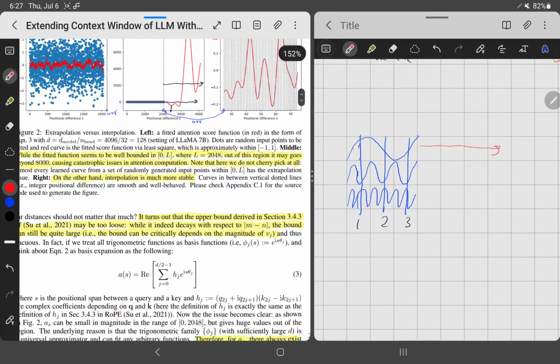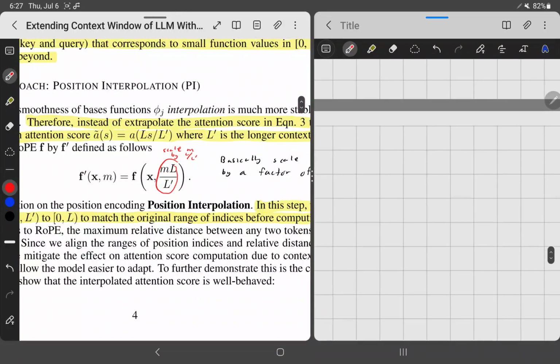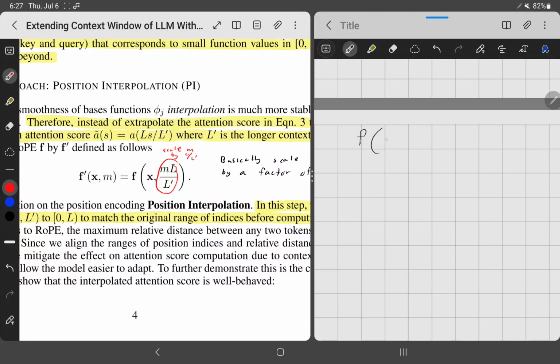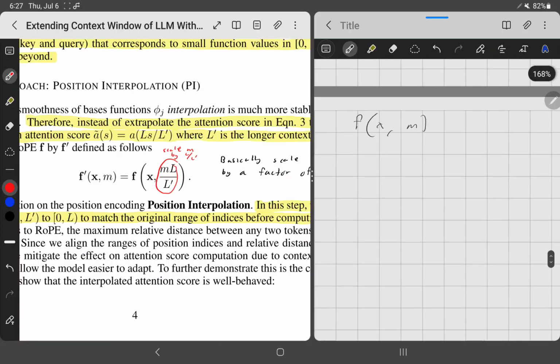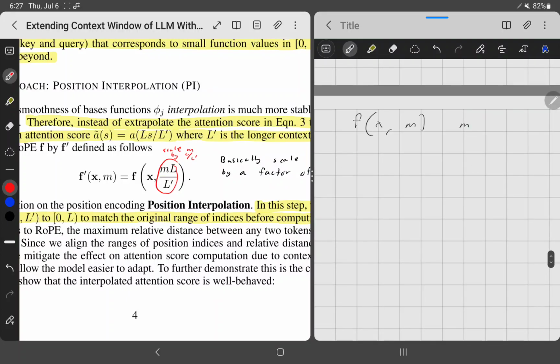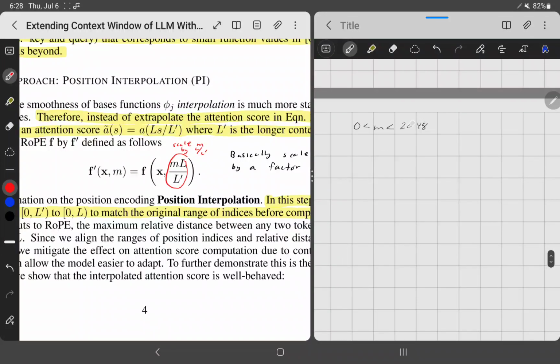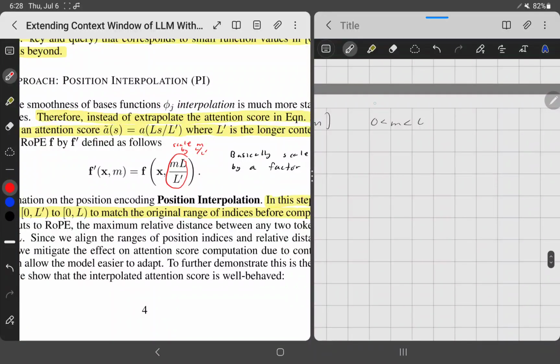And the way they do that is through here. So if our positional embeddings are given by f of x, m, where you have your sequence x, and then you have the location of the item in the sequence, that is m. So that could be like 0 or 1 or 2. That's your location in the sequence. Then f would normally be in the range of 0 less than m less than L. And in this case, they say L is equal to 2048, and that's our context window that we train on.